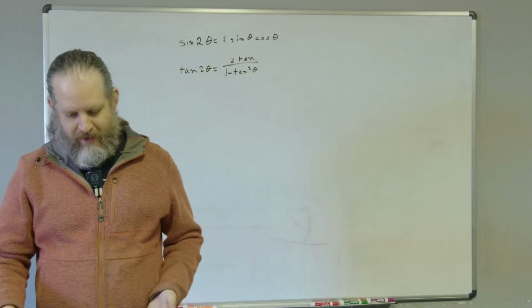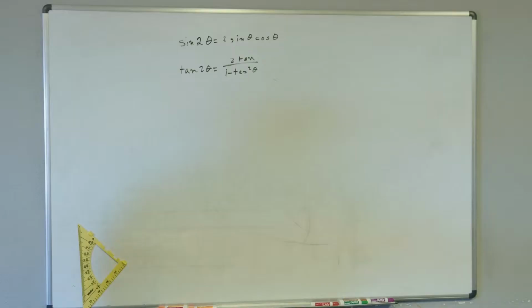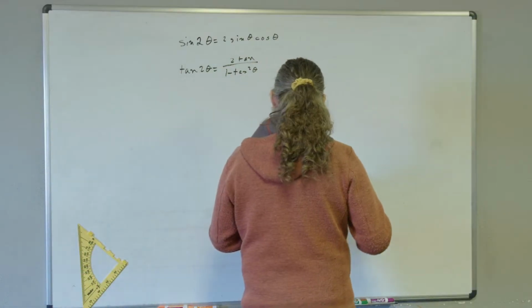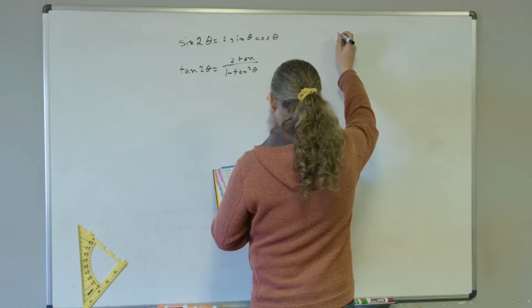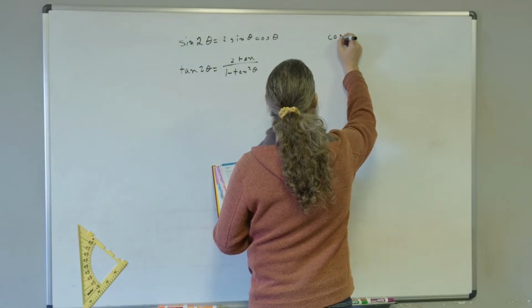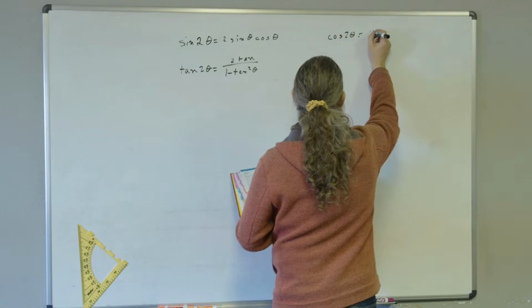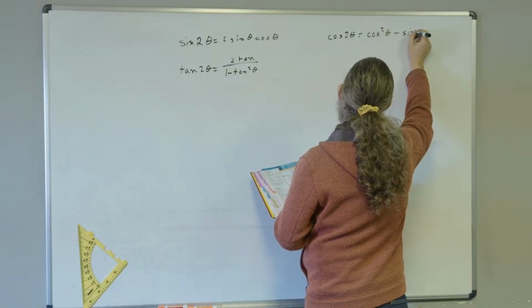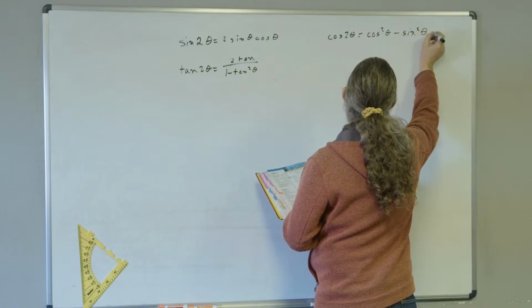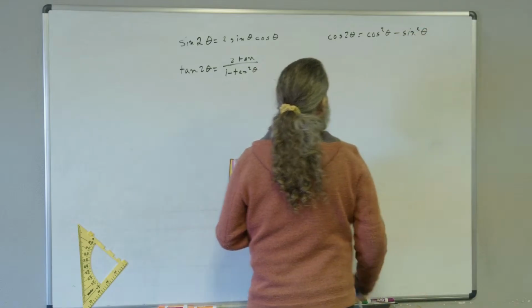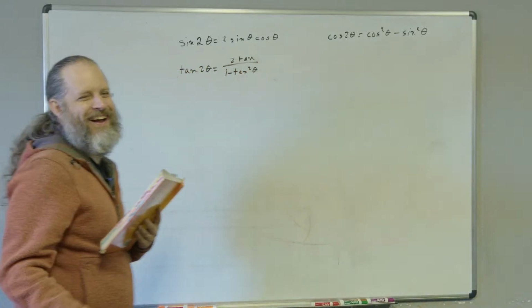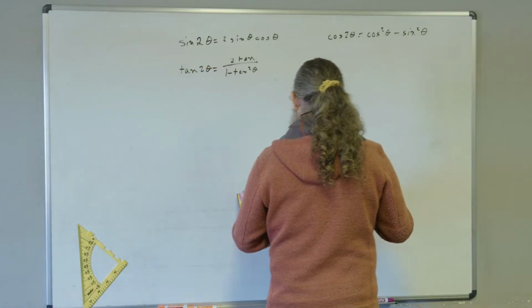And cosine, because he's friendly, has 3. Wait, that could help us or make everything hard. Both are possible. The cosine of 2 theta equals the cosine squared theta minus the sine squared theta. And that would have been lovely, and then that would have been like cosine's magic. It would have been nice, but that's not how the world works.